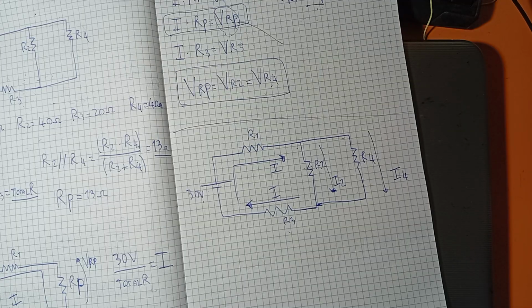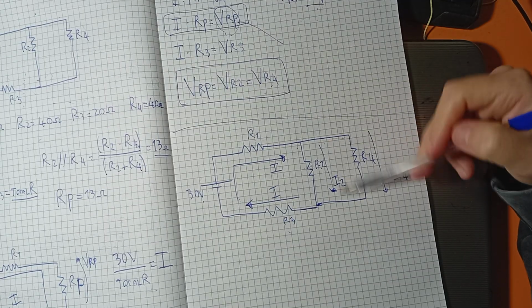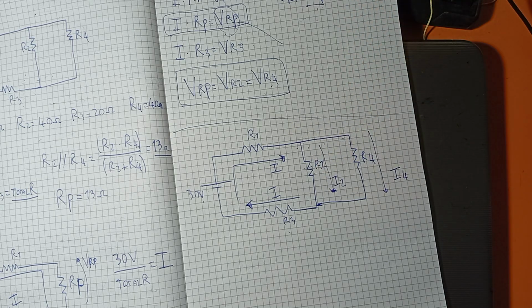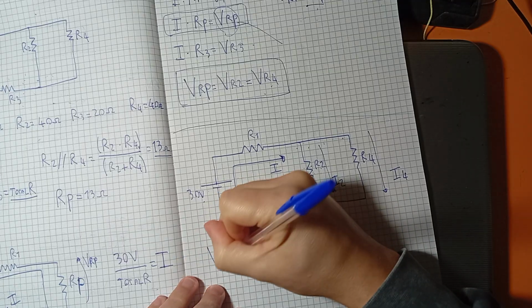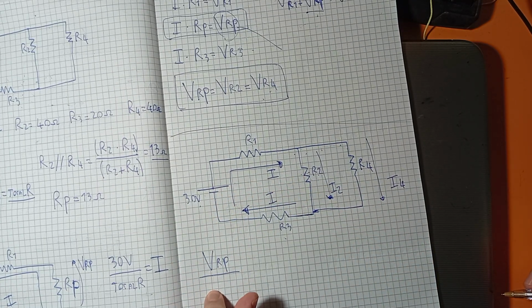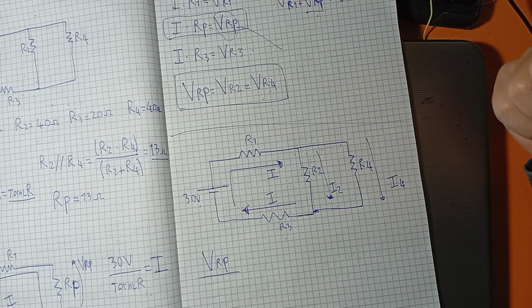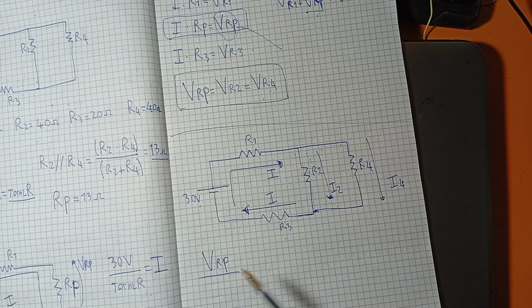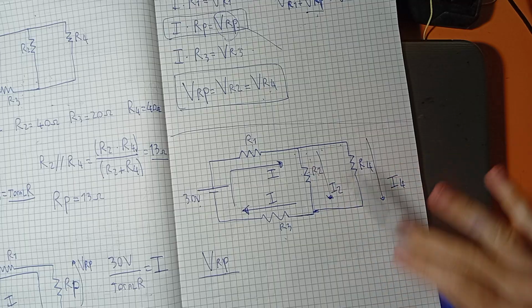But how can I find the current that flows here and the current that flows here? How can I find these two currents? I just need the voltage drop on the parallel, the VRP. Once I know the VRP, I can know the value of these two currents if I know the value of the resistors. Let's imagine I know the value of R2 and the value of R4. If I have VRP, it is very easy to find these two currents.